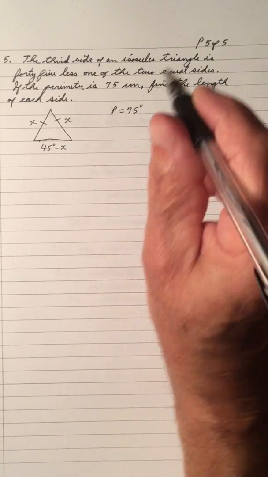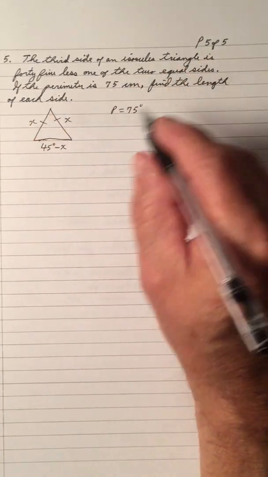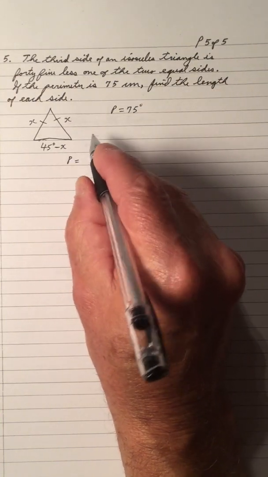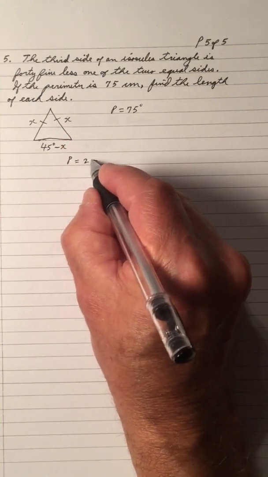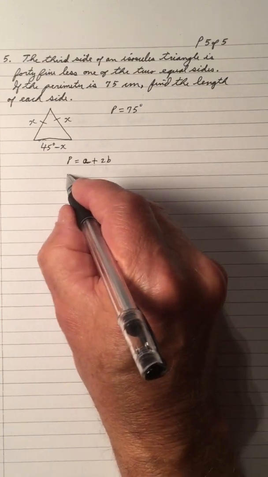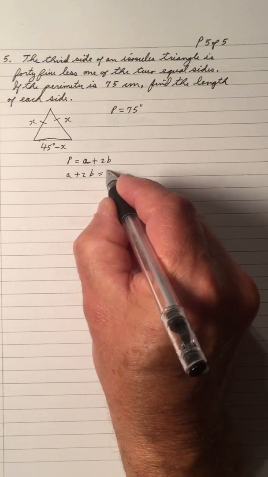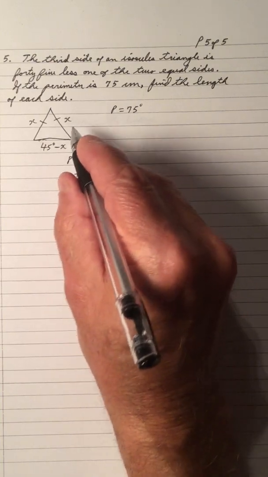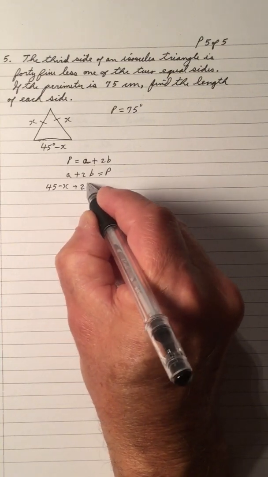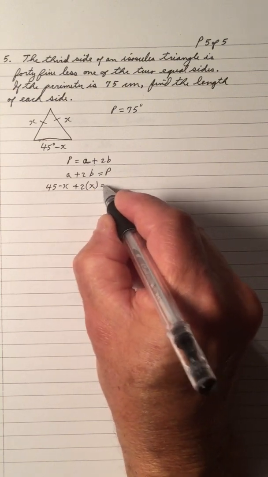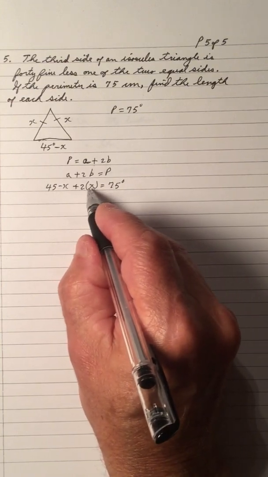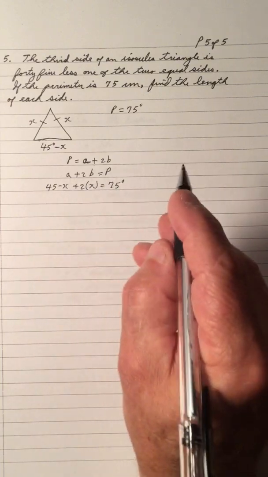Remember, we're dealing with lengths now. The lengths are in centimeters, not dealing with degrees, 180s, etc. So the perimeter of a triangle, in an isosceles triangle, is A plus 2B, two sides are equal. Or you can go A plus 2B equals perimeter. So one of the sides is 45 minus x, and there's two x's, two sides equal, and that adds up to 75. So we got two sides equal, x and x, is 2x, plus the third side.